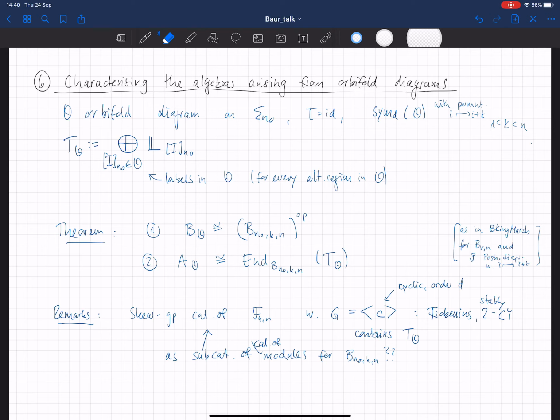This is in the same way as our result with King and Marsh, where we worked in the Grassmannian cluster category setup and the Postnikov diagram with this special permutation. Just a final remark: if we consider this quotient category of F_{k,n} for the cyclic group of order d, this is a nice category and it does contain the module T_O, but we don't really have a way to describe it. So we don't know yet whether we can also use a nice characterization as a subcategory of the category of modules for this algebra B_{k,n}^{n0}. Thank you.